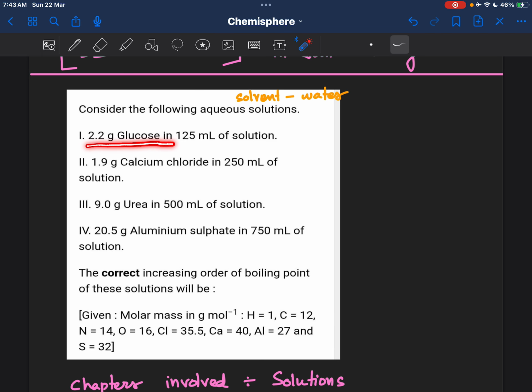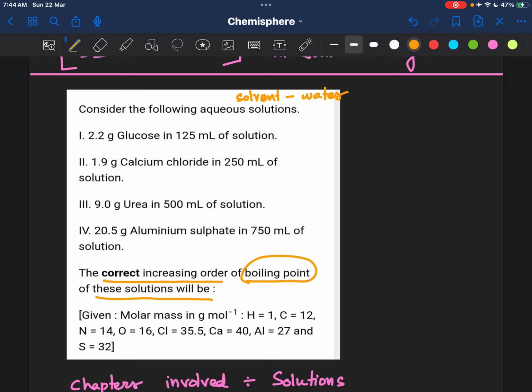2.2 gram glucose in 125 ml of solution. Okay, 1.9 gram calcium chloride in 250 ml of solution. Okay, 9 gram urea in 500 ml of solution. Cool. 20.5 gram aluminum sulfate in 750 ml of solution. Okay, the correct increasing order of boiling point of these solutions will be, okay, so we have to talk about boiling point.